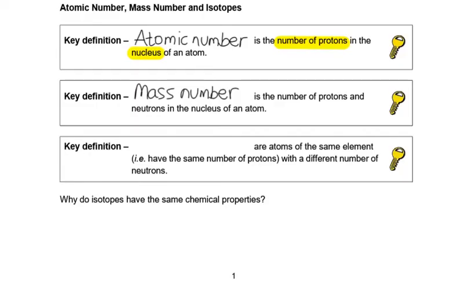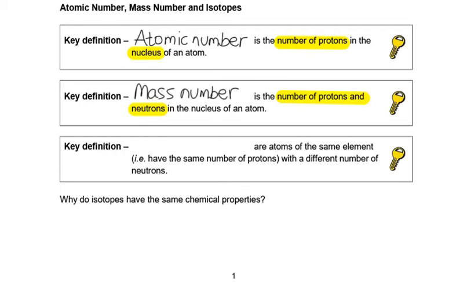Our second term, mass number, is actually not found on the periodic table. The number on the periodic table is something called the relative atomic mass, which is an average of all the isotopes. So you will not find mass number on the periodic table. You will have to be given it in the question, and it's the number of protons plus neutrons in the nucleus. The protons and the neutrons are the particles with a relative mass of 1, everything with a significant mass, and it's all located in the nucleus. So the mass number tells you the total number of protons and neutrons.